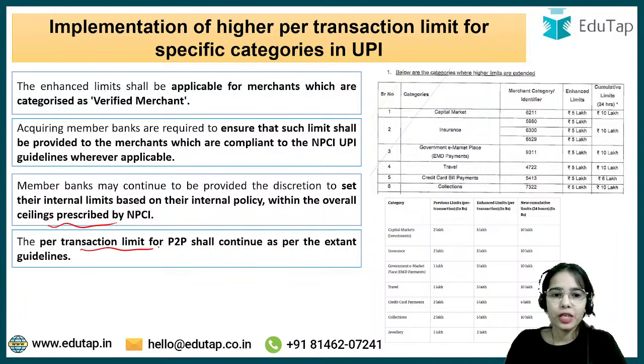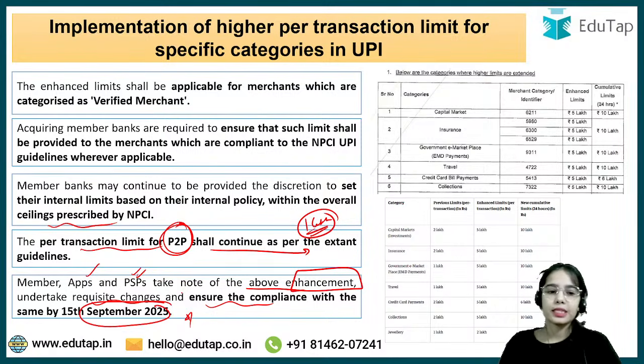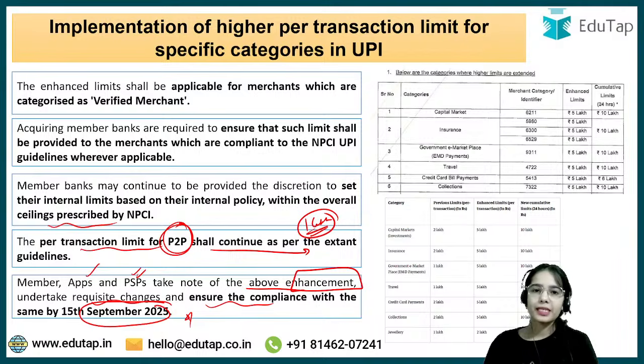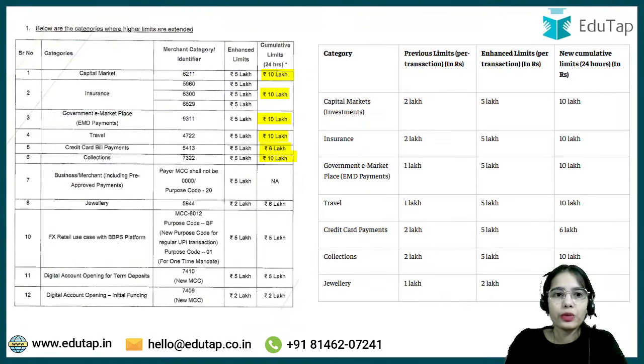Now the transaction limit for person to person, peer to peer, shall continue as per the existing guidelines, that is 1 lakh rupees on a daily basis. Member apps and payment system providers have to take note of the enhancement of the limits, undertake the requisite changes, and ensure compliance with them by 15th September 2025. So this is the idea. Any confusion, anyone? By 15th September 2025, the compliance has to be done with the enhanced limits. Now coming to the limits.